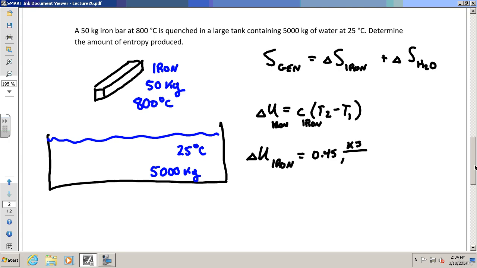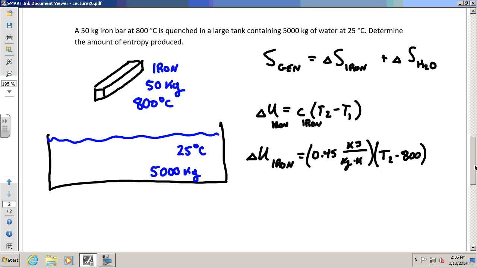Kilojoules per kilogram K times the change in temperature of the iron. Notice, where's the mass in this, too? We'll get to the mass in a second. What's T2? T2 would be the final temperature, right? I don't know what that is, so I'm going to just leave it as T2. What's the initial temperature? 800. And it is okay to leave it in Celsius.